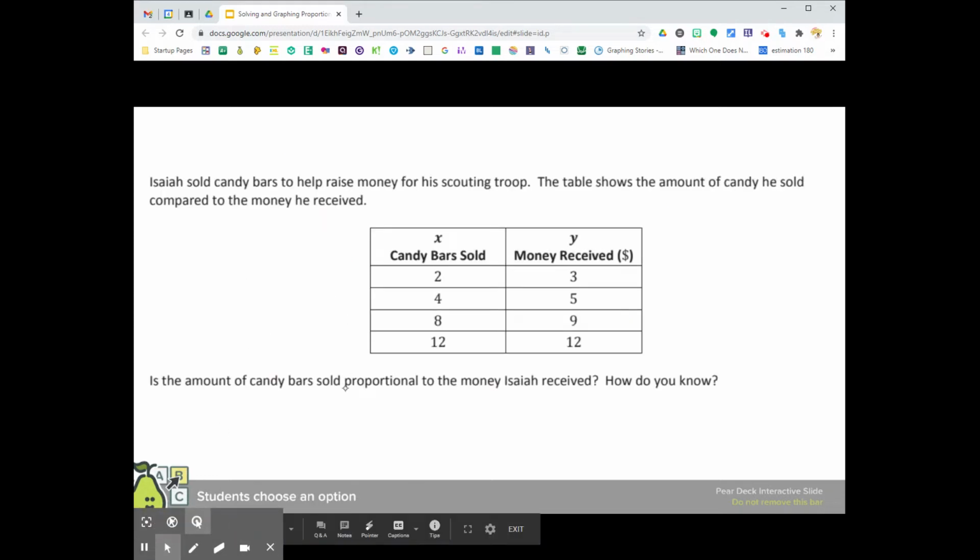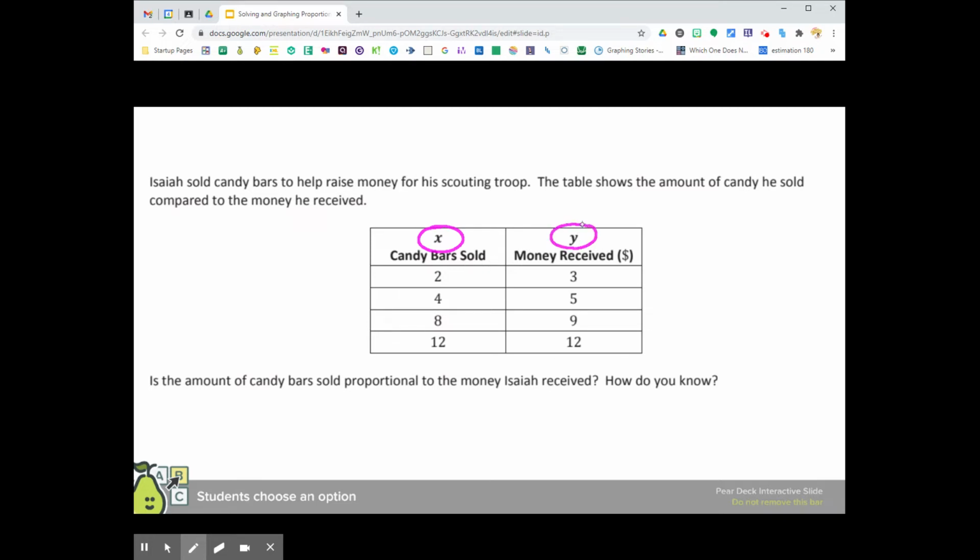Now let's take a look at a ratio table. You've seen these in 6th grade, and we just continue using them in 7th grade. So it says that Isaiah sold candy bars to help raise money for his scouting troop. So you can see that your X value, which comes first, is going to be the amount of candy bars sold. And your Y value is going to be the amount of money that he receives every time he sells the candy bars. The question is, is the amount of candy bars sold proportional to the amount of money he receives? And how do you know?